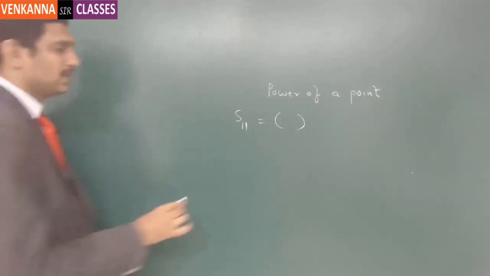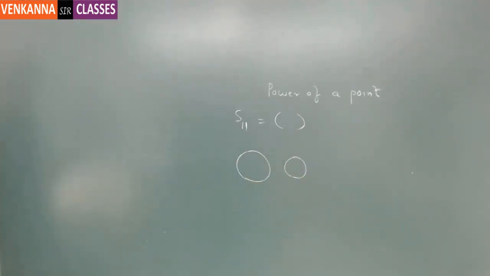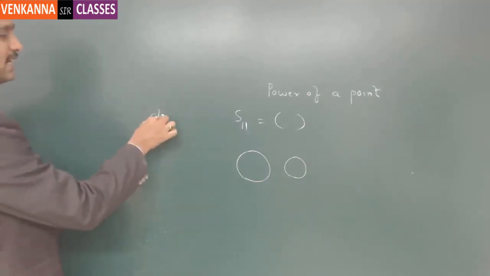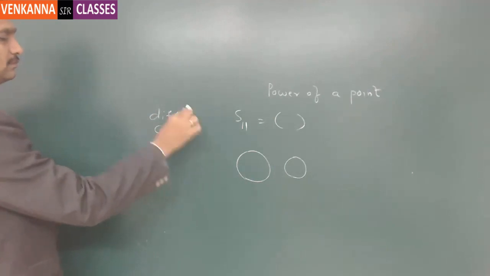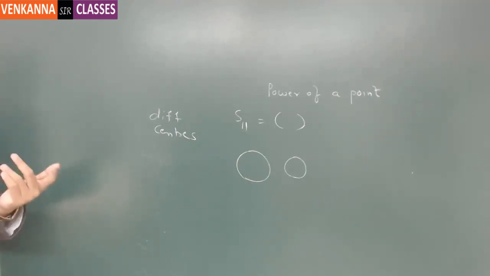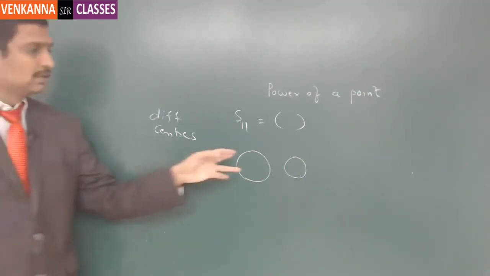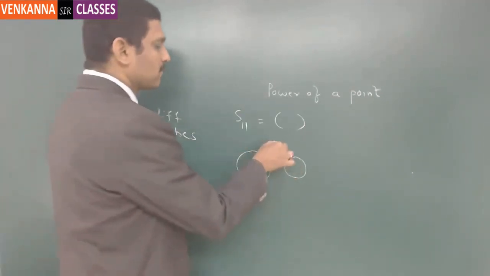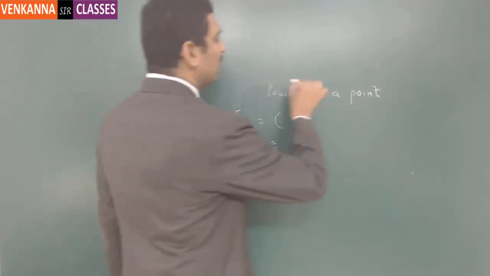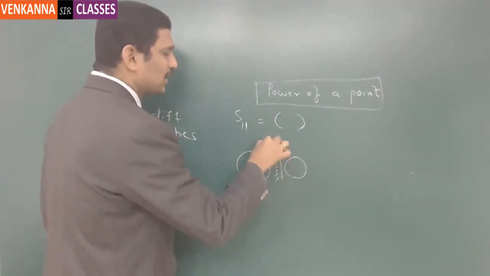Now, you consider two spheres. I am saying that you have taken two spheres having different centers. It means that they are not concentric. So if you have taken two different spheres, radius may be equal or different, but you have taken spheres having different centers. Then between them you consider the points whose power is equal. Then the set of all points will define a plane to us.